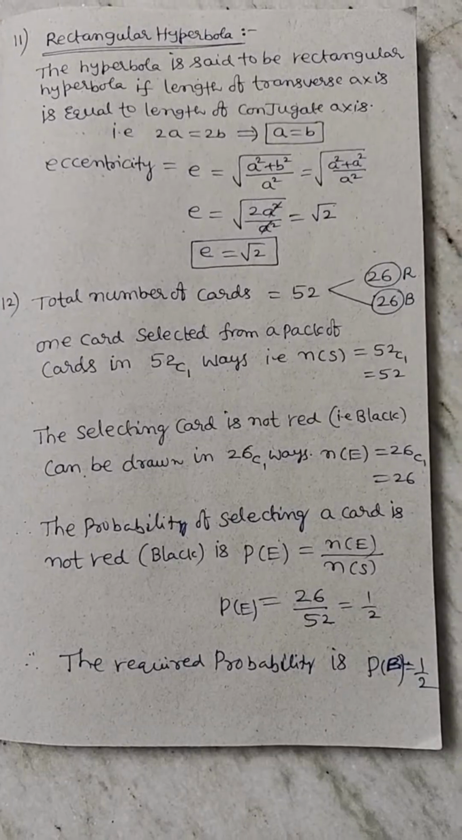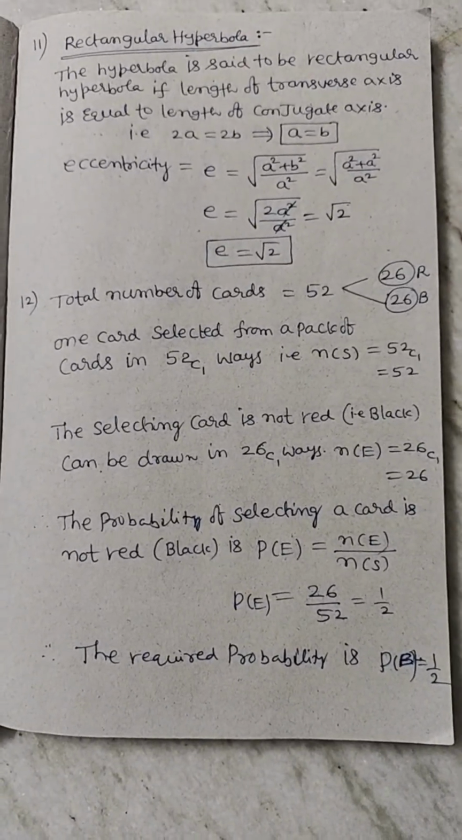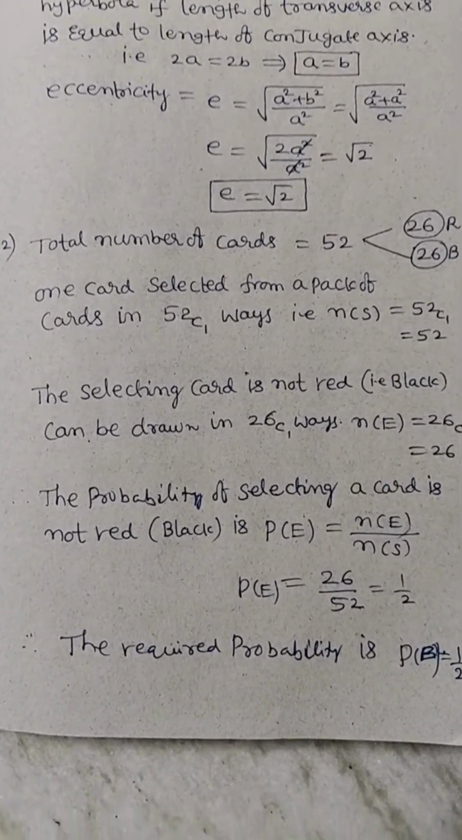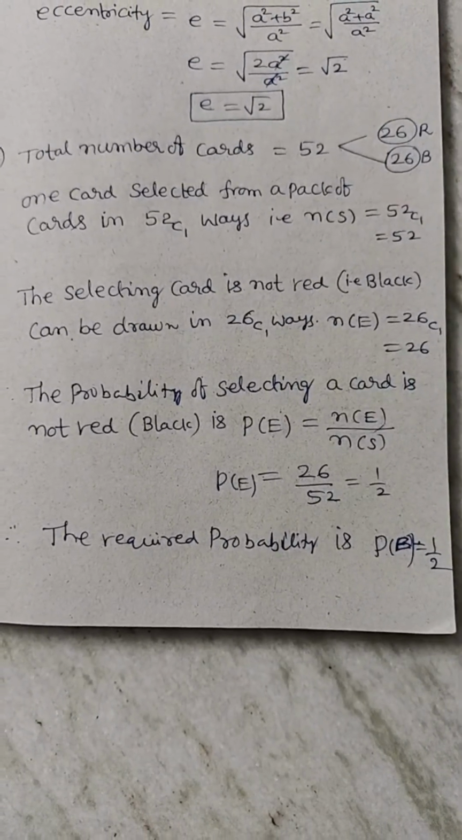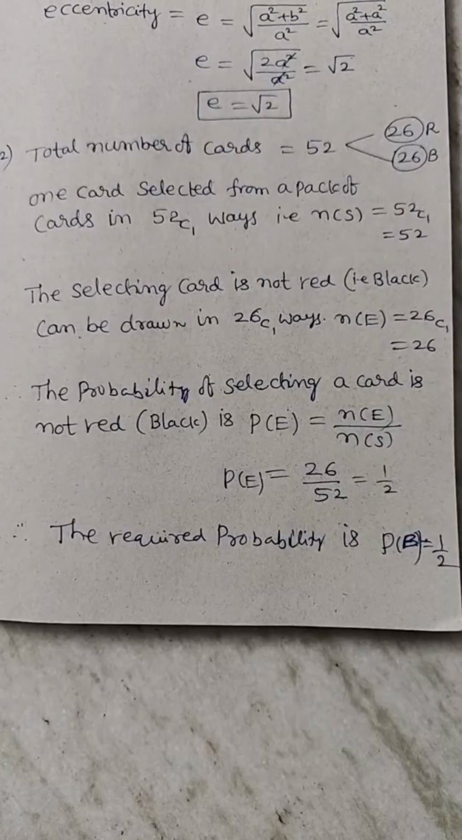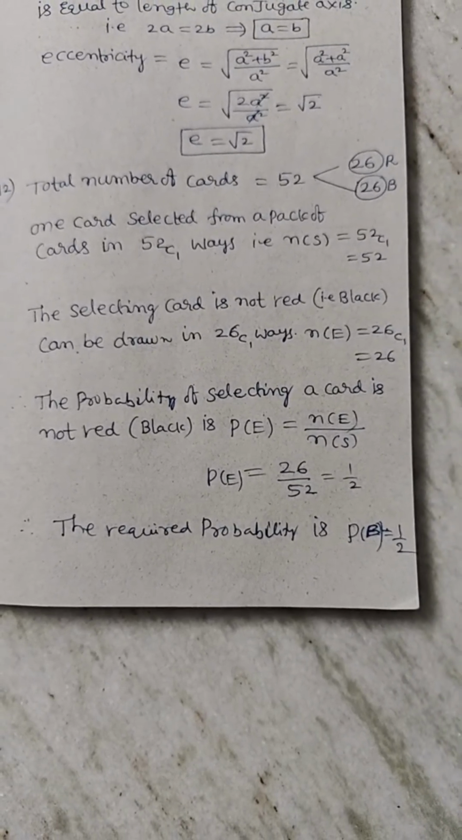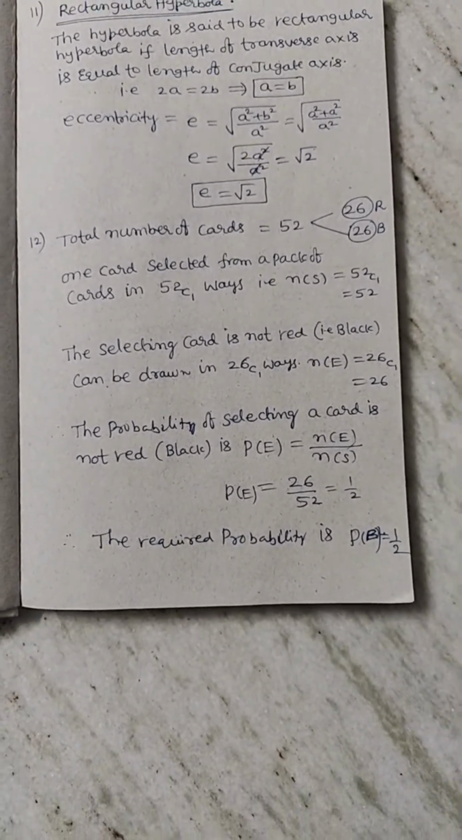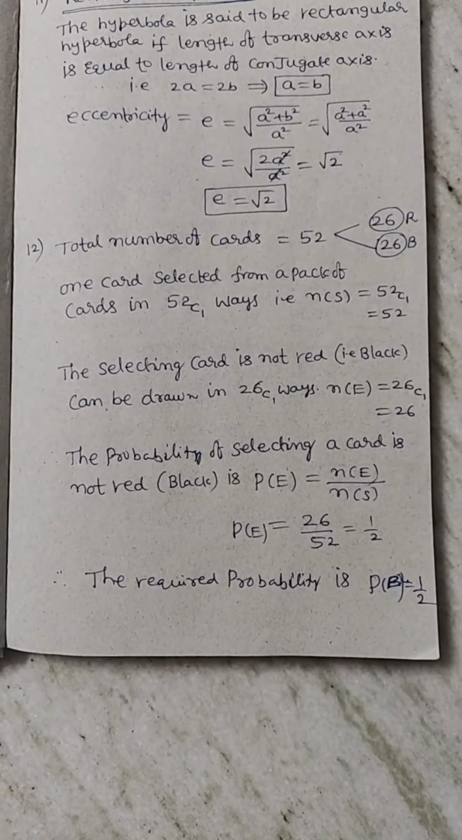The probability of selecting a card that is not red, that means black, is P of e equals n of e by n of s. So P of e equals n of e is 26 by n of s is 52, that is equal to 1 by 2. Therefore, the required probability is 1 by 2. What is the required probability? They are asking the probability of selecting a card that is not red, which is equal to 1 by 2.